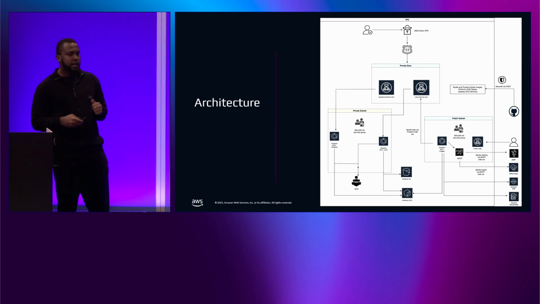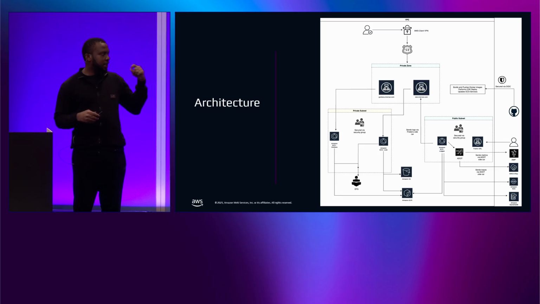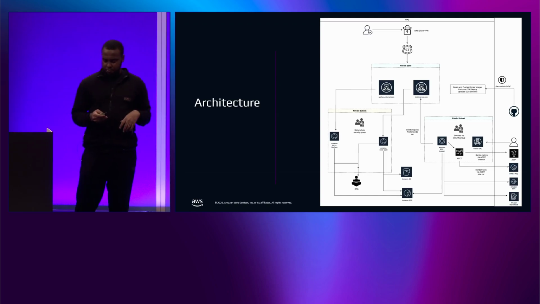So what are we going to be looking at today? This is a high-level overview architectural diagram. We'll go deeply into this within the talk, but to give you an idea, we're going to be talking about security, Client VPN, Amazon Managed Prometheus, X-Ray, and Application Signals.